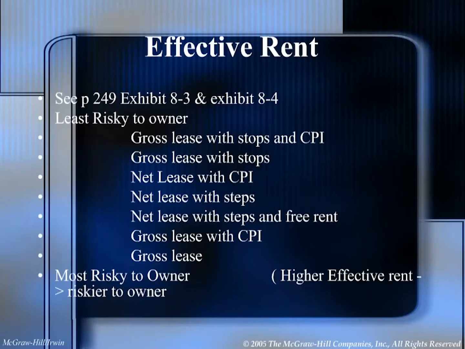I've ranked them here for you on this slide from the least risky to the most risky. The least risky would be described as a gross lease with stops and CPI increases. As far as the base rent, it's going to increase with CPI. So it's not like the next one down, which doesn't have CPI, where it's not built in and you just say, oh, it's going to increase $1 per square foot. Well, you don't know. Is that going to be what inflation is or not?